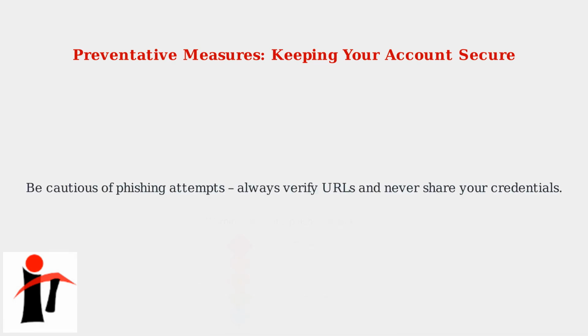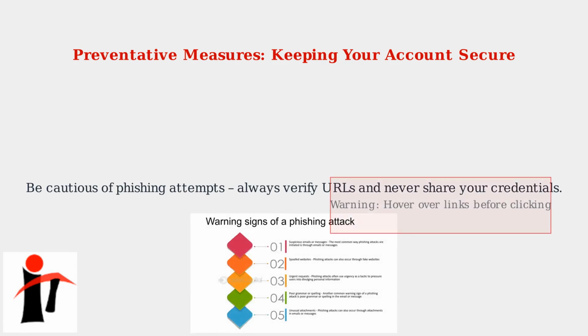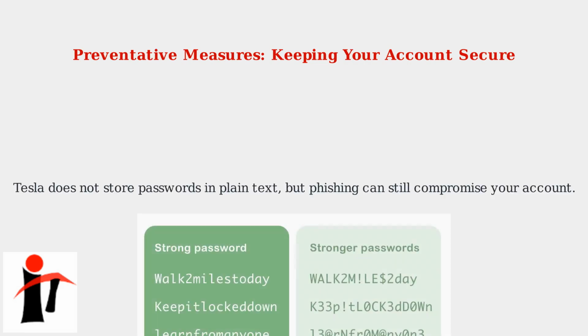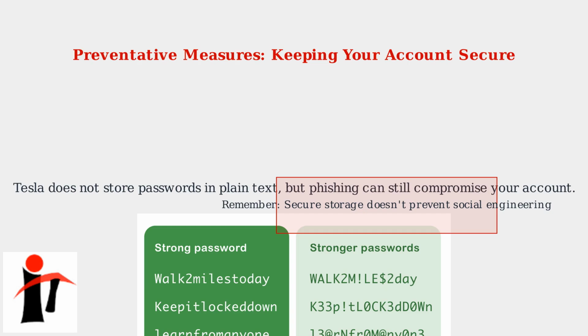Be cautious of phishing attempts, which are a common way accounts get compromised. Always verify URLs before clicking links, especially in emails claiming to be from Tesla. Never share your login credentials with anyone and report suspicious messages to Tesla support immediately. While Tesla uses secure methods to store passwords and doesn't keep them in plain text, phishing attacks can still trick you into revealing your credentials. Always create strong passwords with a mix of characters and use the tools we've discussed to stay protected.